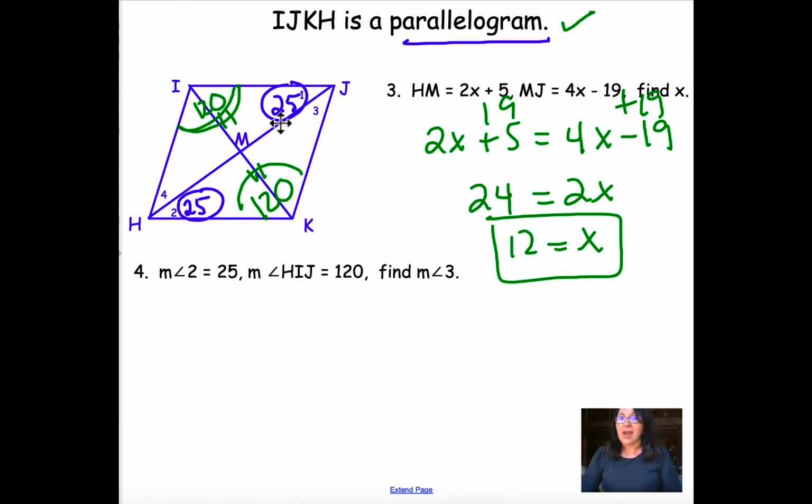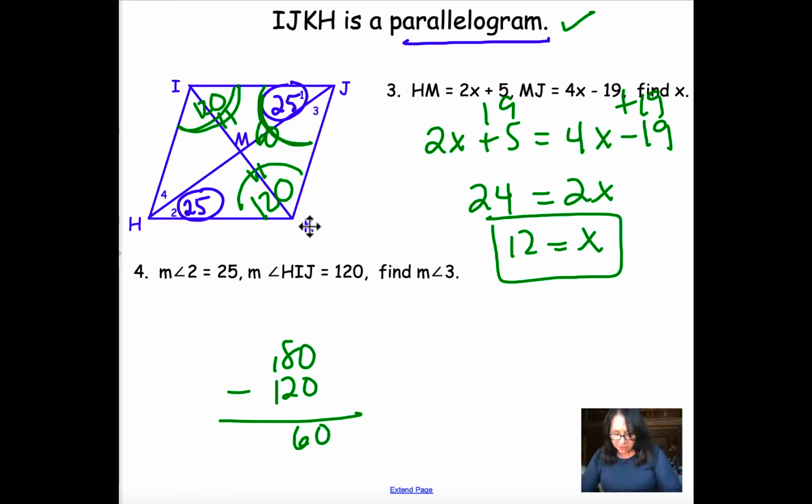Which means that 120, right, 180 minus 120 is 60, which means that this angle here, this big angle right there, has to be 60 degrees. Well, 60 minus 25 is going to give me 35 degrees, which means that this angle has to be 35, and this angle also has to be 35.